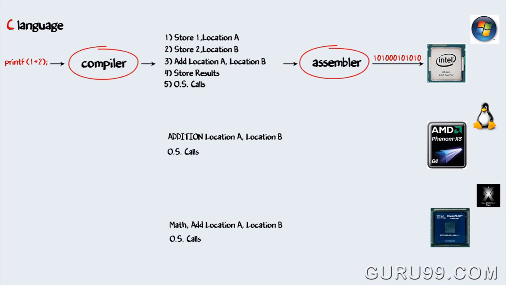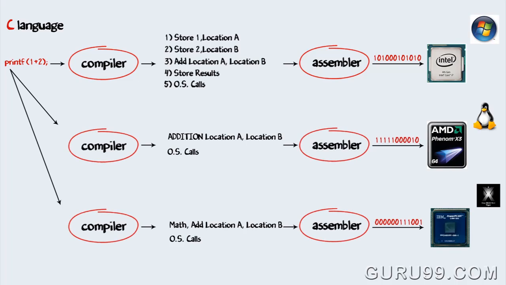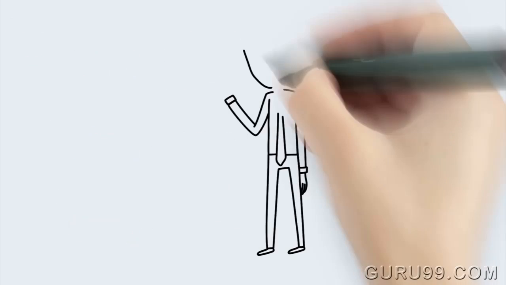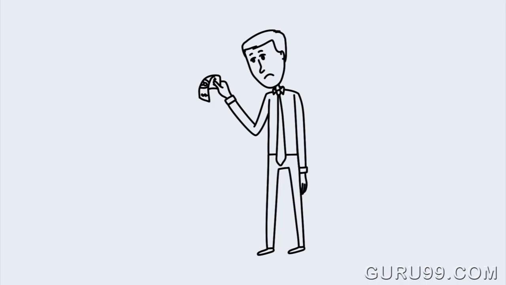As a developer, I want my software program to work on all platforms available to maximize my revenues. So I would have to buy separate compilers which convert my printf command into the native machine code. But compilers come expensive, and there's a chance of compatibility issues.